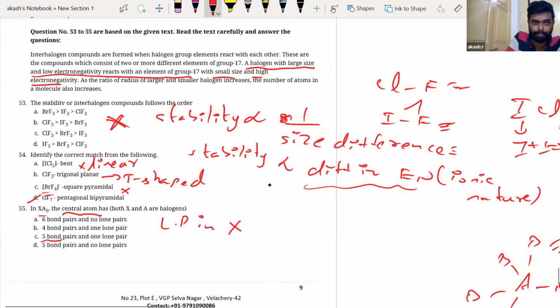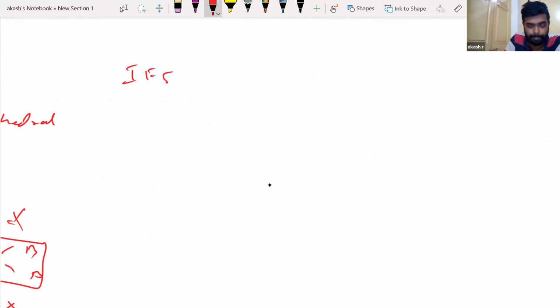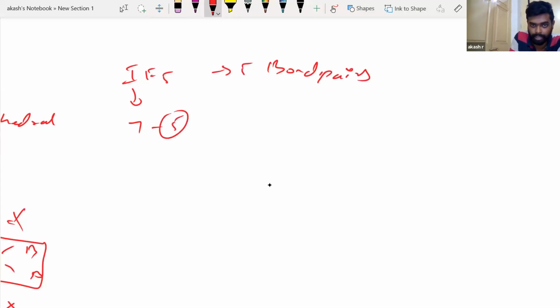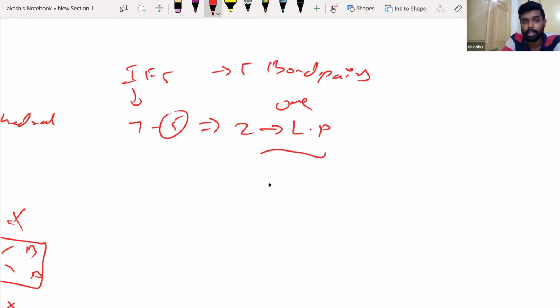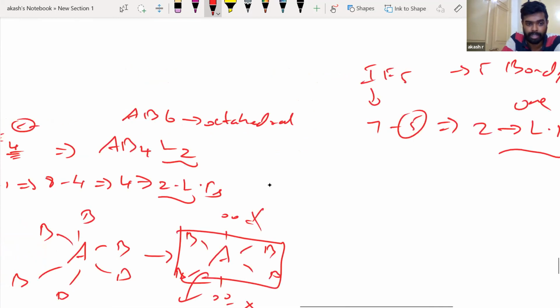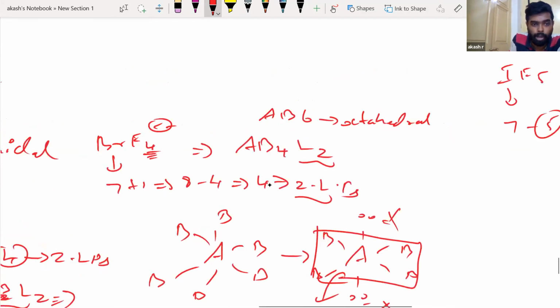Now let me take the example of IF5. Iodine has 7 valence electrons. Obviously, it has 5 bond pairs, no doubt about it. 5 of them are involved in bonding with fluorine. What is remaining? 2 electrons are remaining. So obviously, it is 1 lone pair. 2 electrons means 1 pair. So only 1 lone pair is present. So the correct answer would have been 5 bond pairs and 1 lone pair. So option C is the correct answer.